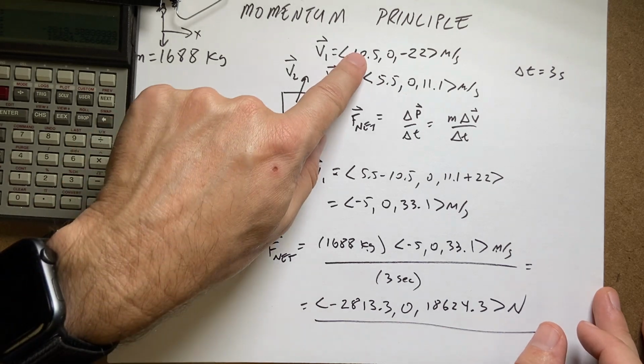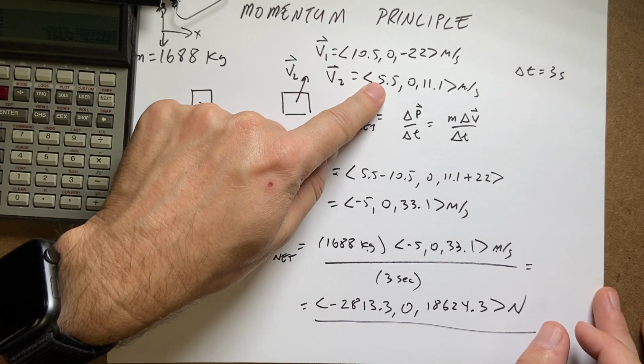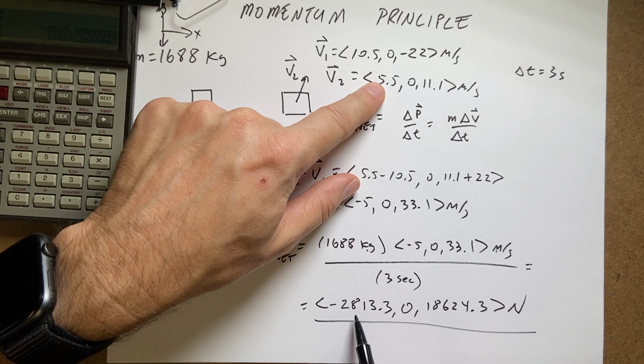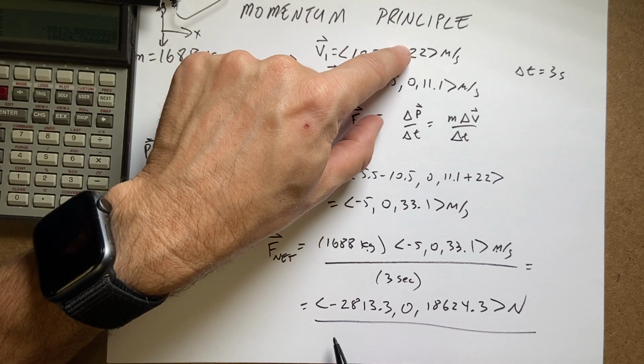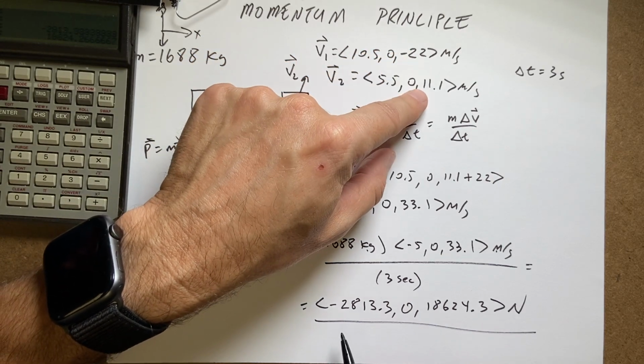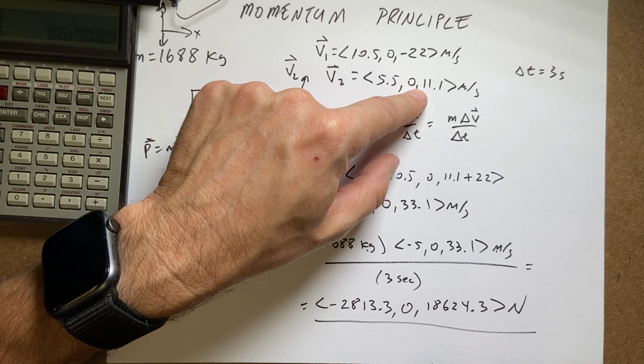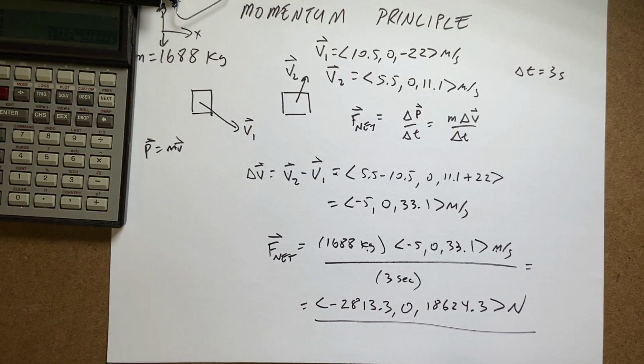You'll notice here that it slows down in the positive x direction, but is still moving, so I have to have a backwards pushing force. So I have a negative x component of the net force. Whereas here it's moving in the negative z direction and then the positive z direction. So the net force should be in the positive z direction, and it is indeed in that direction. The end.